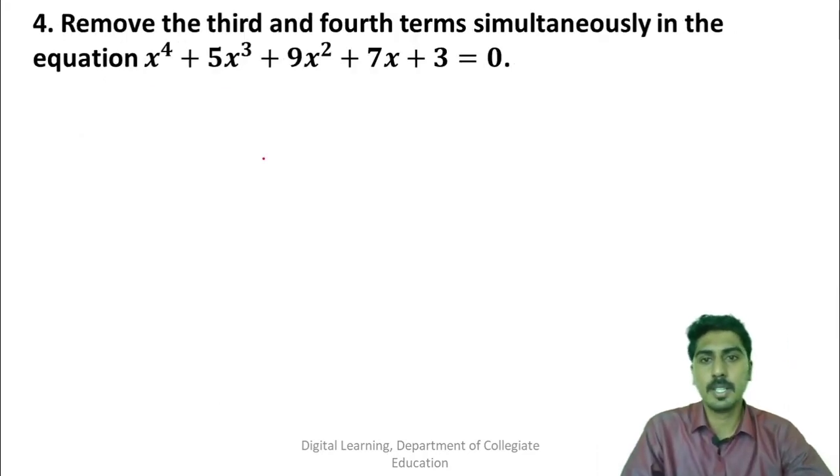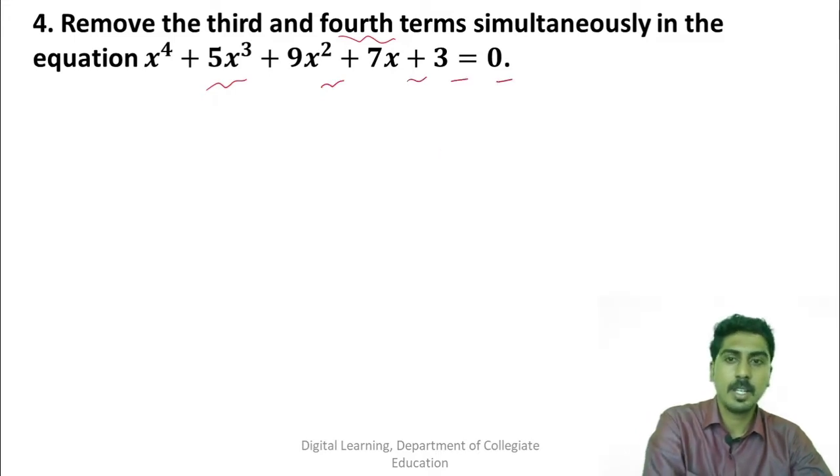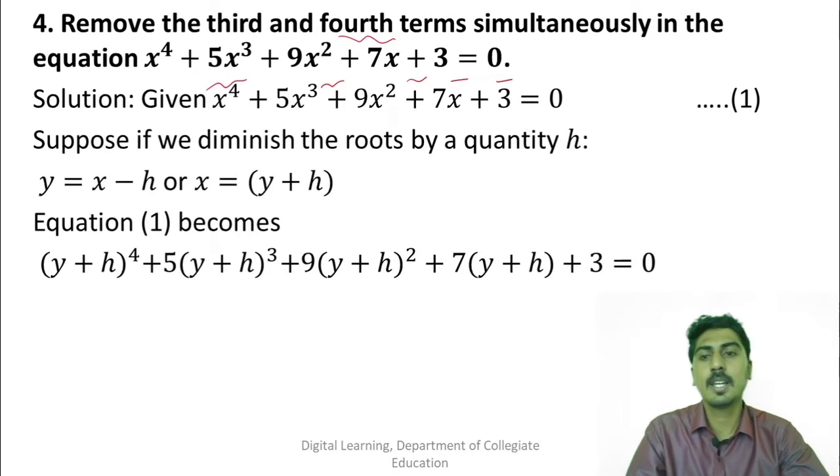Now consider the next problem. Remove the third and fourth terms simultaneously in the equation x to the power of 4 plus 5x cube plus 9x square plus 7x plus 3 equal to 0. Let us try diminishing the roots of this equation by a quantity h, and then we choose a value for h for which the third and fourth term vanishes.